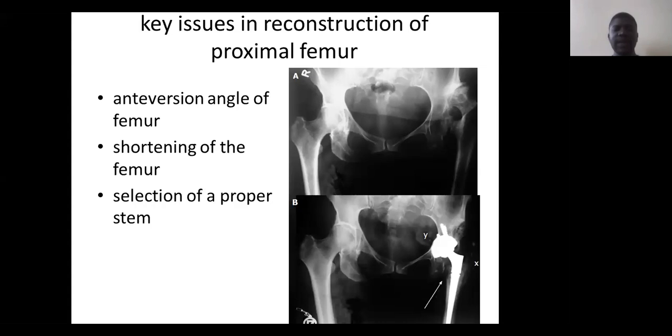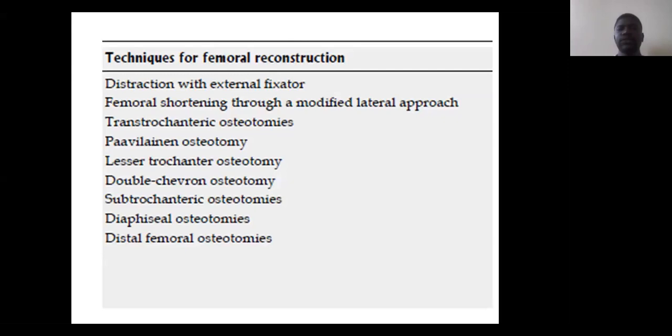Then shortening of the femur, we shall discuss more about it. Shortening of the femur would be either metaphyseal, subtrochanteric or shaft, or it can be done in the distal femur, trying to regain normal anteversion of the proximal femur, and also to counter the leg length discrepancy and complications associated with it. We should also take into consideration selection of a proper stem to deal with both the fixation and the osteotomies that we're going to do, and also long-term durability and osteointegration. So these are the techniques for proximal femoral reconstruction.